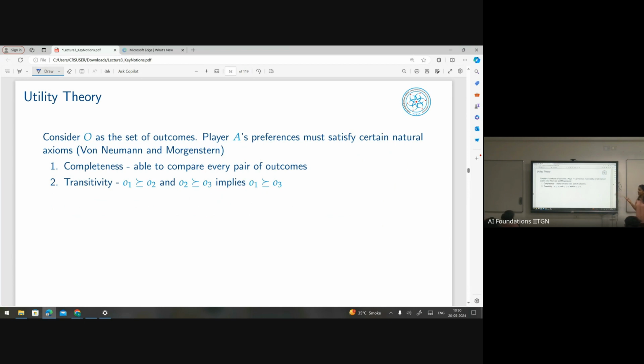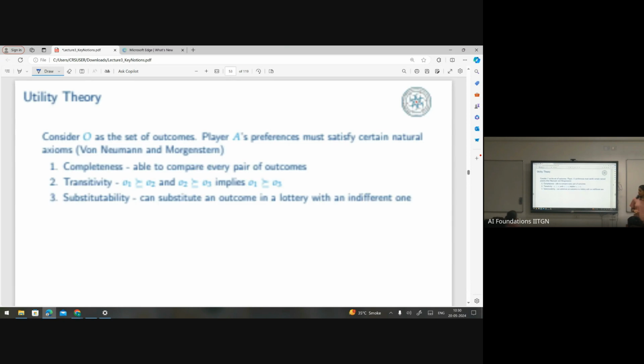So utility theory given by Neumann and Morgenstern has one more axiom, which is substitutability. You can substitute an outcome in a lottery with an indifferent one. So I have already a lottery fixed with 30%, 70%, and I can substitute any outcome that I'm indifferent with a particular outcome, and I should get the same preference. That is substitutability.